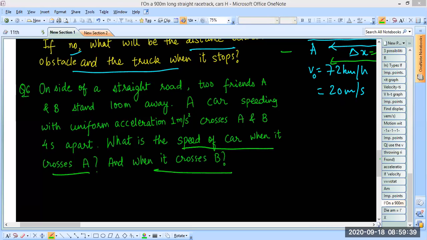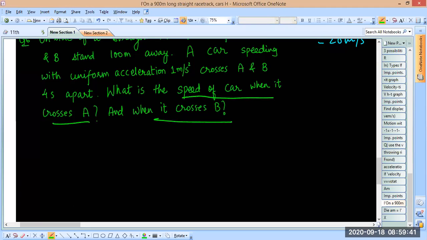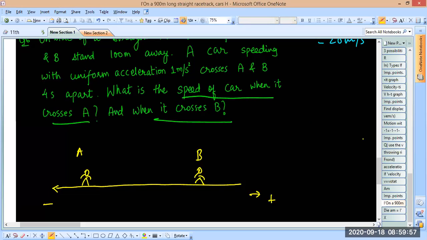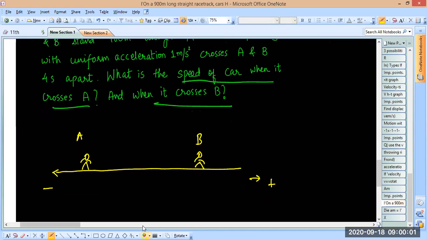All right. Let's do it and then we'll stop. Here is a long straight road. Let's say the right side is positive and the left side is negative. Here is person A and here is person B, on the side of the road. And suppose here is the vehicle which is moving.